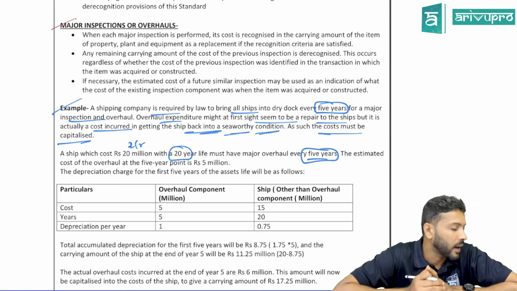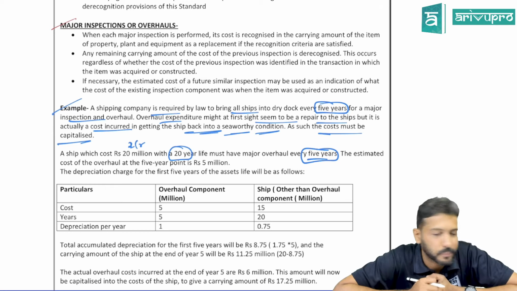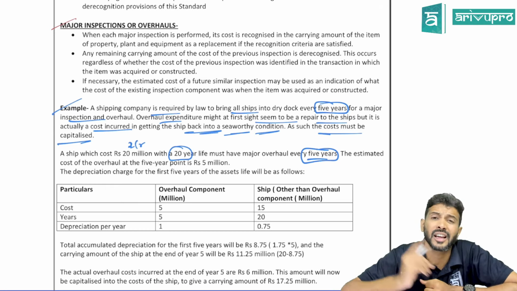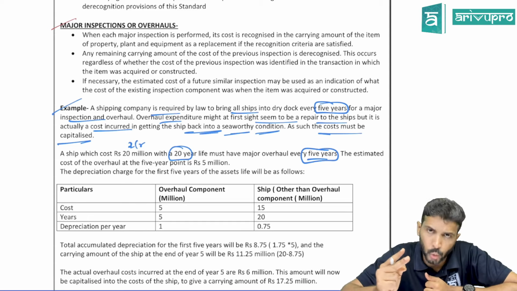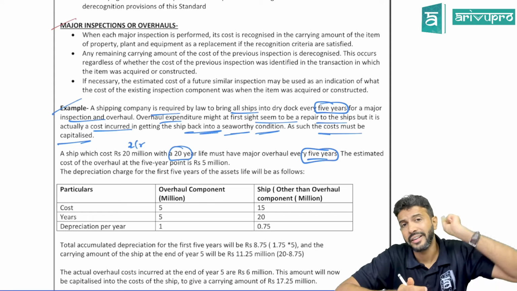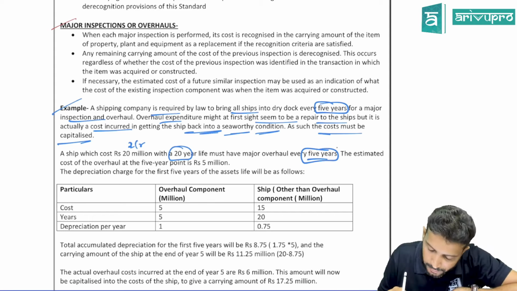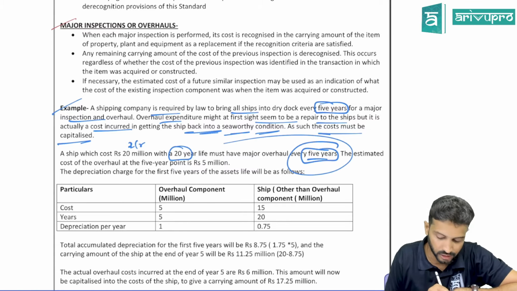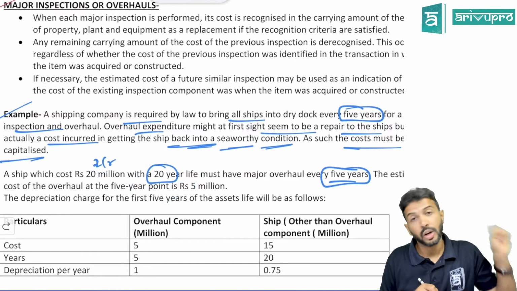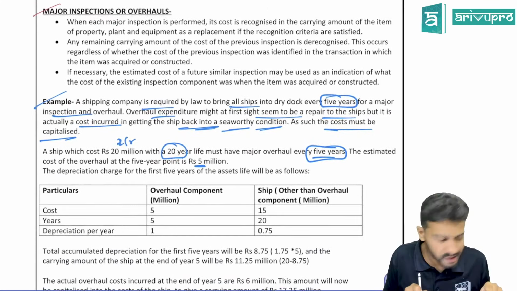Tell me, sir, the ship has only one component or 2 components here? For calculation of depreciation purposes, we can calculate this as 1 or 2. Two. What are those two? One is an inspection component. Another one is the other component. The inspection component will be depreciated over how many years? 5 years. The other part will be depreciated over 20 years. Estimated overall cost is 5 million.